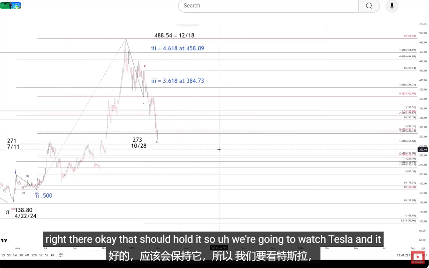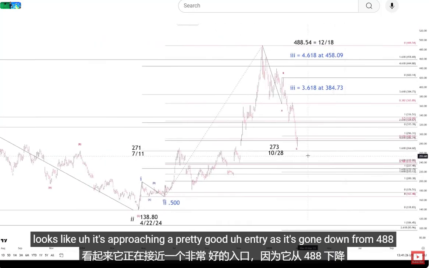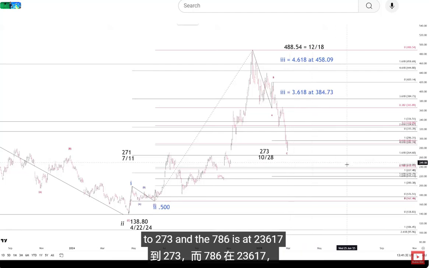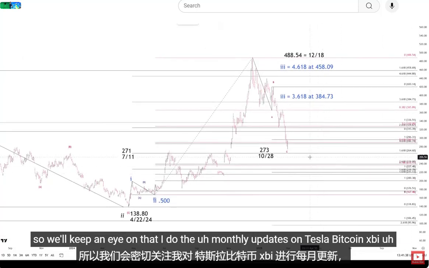So we're going to watch Tesla. And it looks like it's approaching a pretty good entry as it's gone down from 488 to 273, and the 786 is at 236.17. So we'll keep an eye on that.